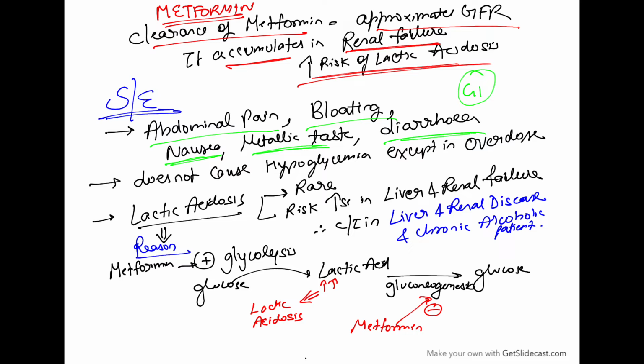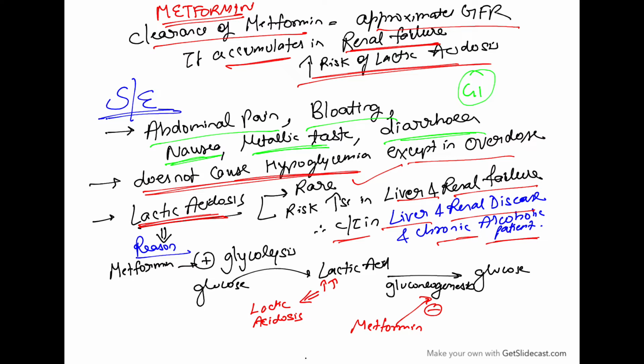Then a very important thing is that it does not cause hypoglycemia except in overdose, but otherwise it does not cause hypoglycemia. And a very major side effect we need to remember is lactic acidosis. Though it is rare, the risk is higher in liver and renal failure. That is why it is contraindicated in liver and renal diseases and also in chronic alcoholic patients, because there is increased risk of lactic acidosis.